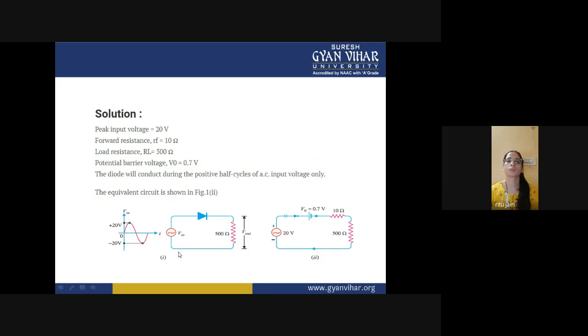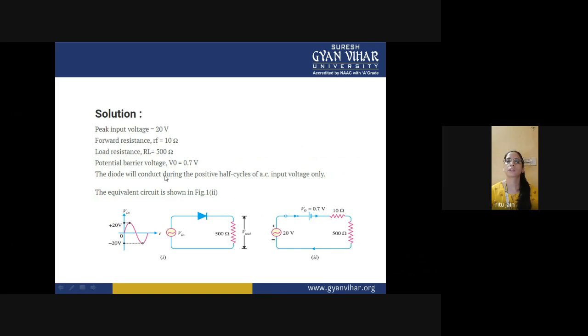So this is the concept of the positive half cycle and negative half cycle, or you can say forward biasing and reverse biasing. Now let's come to the diagram. The forward resistance is given as 10 ohm, the voltage appearing when the diode is in forward biasing is 0.7 volt, and the load resistance is given as 500 ohm.